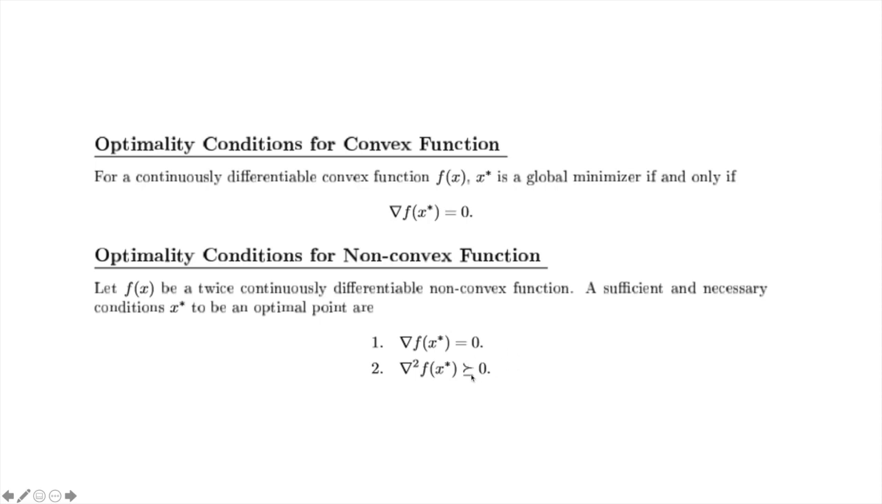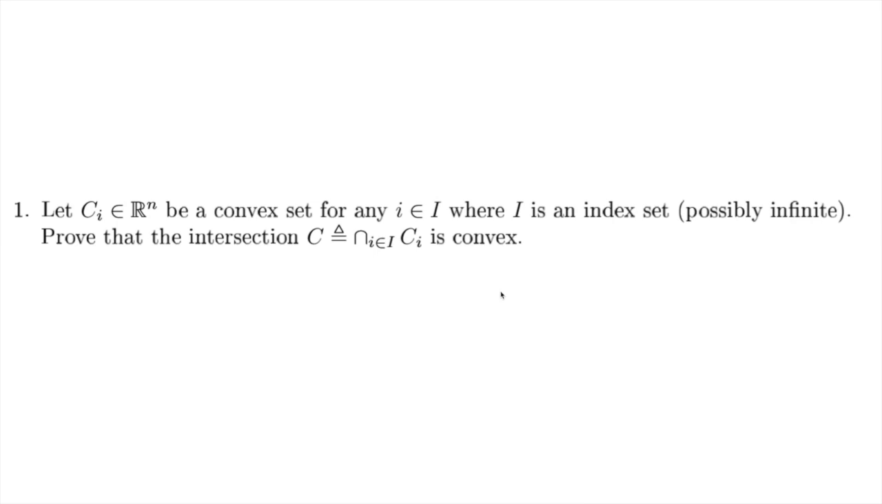Question number 1. Let Ci in Rn be a convex set for any i in big I, where big I is an index set, possibly infinite. Prove that the intersection C, that is the intersection of all the Ci's, is a convex set. Before viewing the solution, I advise you to try and solve the question yourselves.